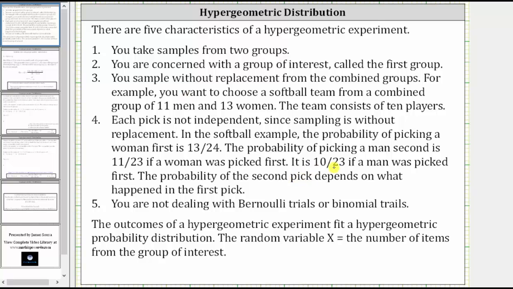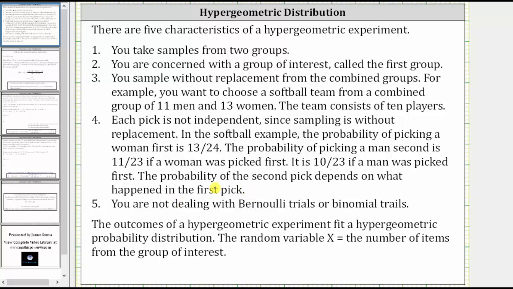The probability would be 10/23 if a man was picked first. Again, the denominator is 23 because one person has already been picked, and now the numerator is 10 because the first person was a man this time, and therefore there are only 10 men to pick from. The probability of the second pick depends on what happened in the first pick.